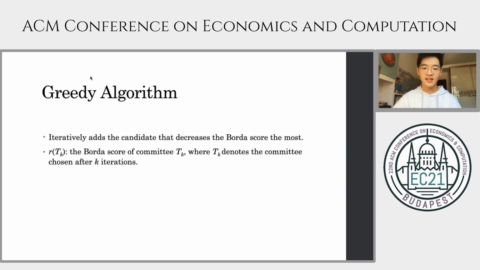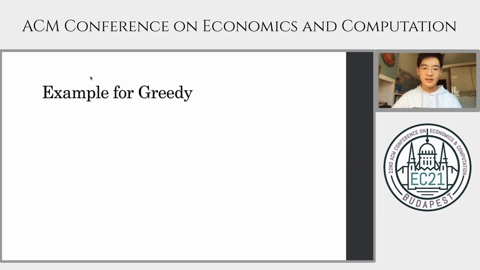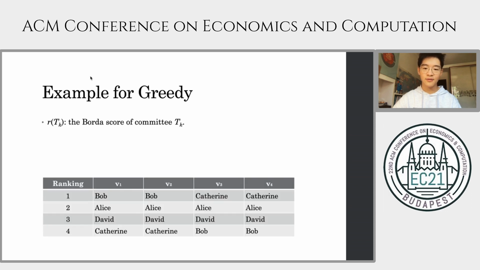Let's define R(T_k) to be the s-Borda score of committee T_k. So let's look at the following example for greedy for a better understanding. Recall that R(T_k) is the s-Borda score of the committee T_k, and we again look at the following election. In the first iteration, greedy will choose Alice because the committee consisting only of Alice has an s-Borda score of 2, while the committee consisting of either Bob or Catherine has an s-Borda score of 2.5, and the s-Borda score of the committee consisting only of David is 3.